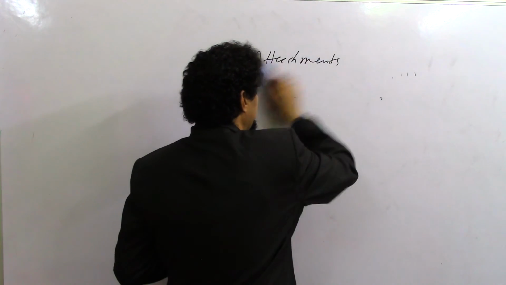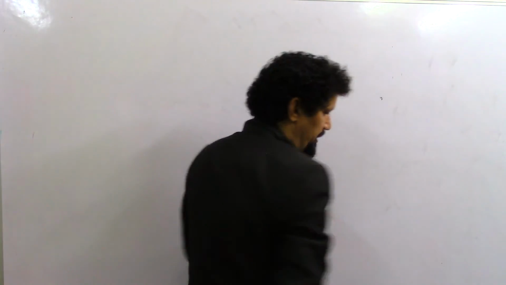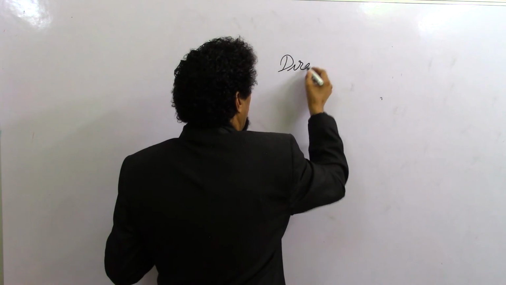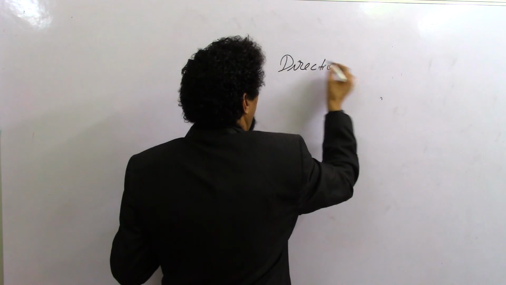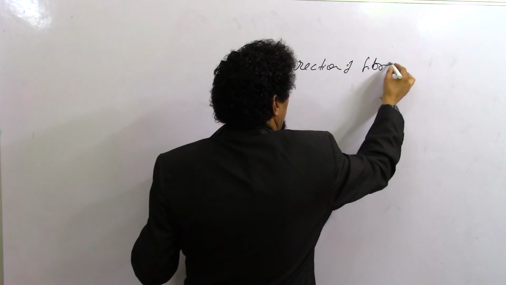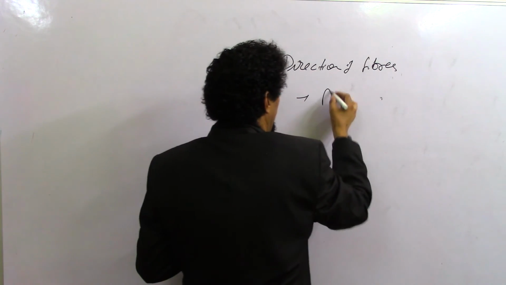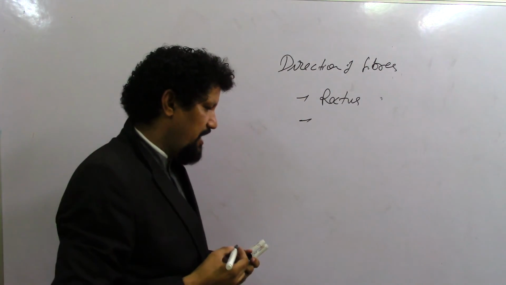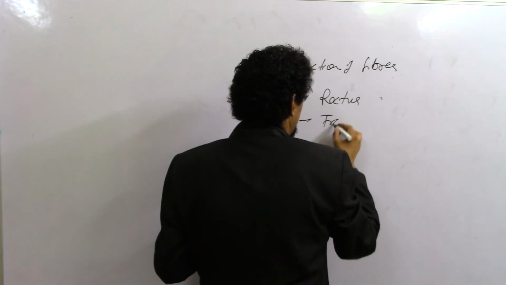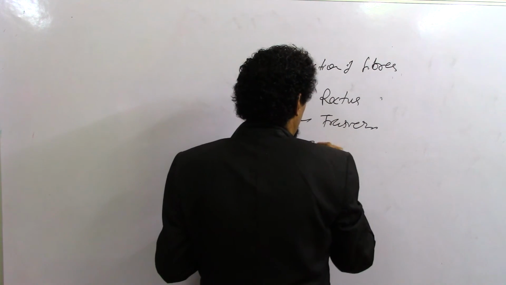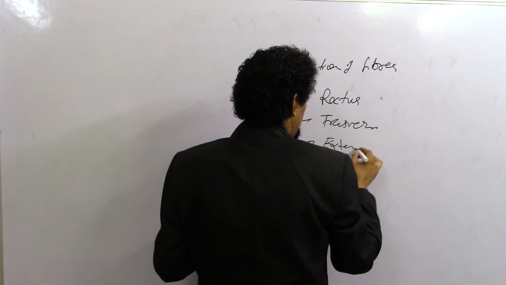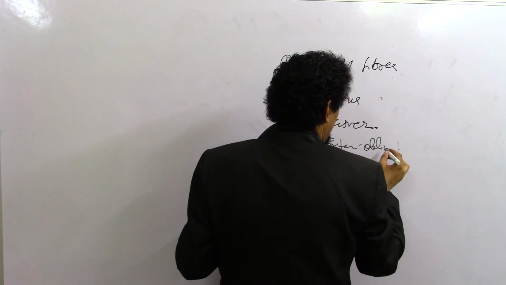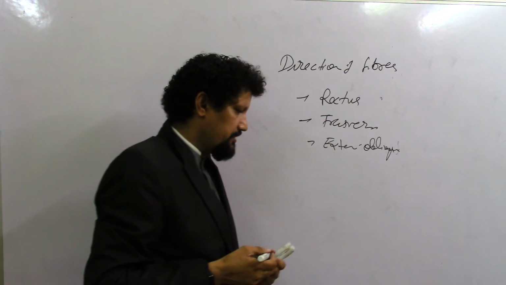When the name is given by its direction of fiber, it is classified according to the direction of the fiber. Muscle may be rectus, muscle may be transverse, muscle may be external oblique. When the fibers are external, that is superficial, and oblique arrangement of fibers.